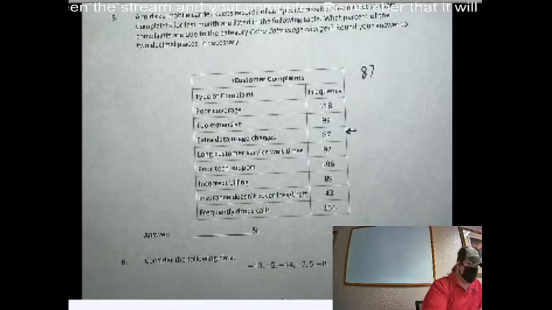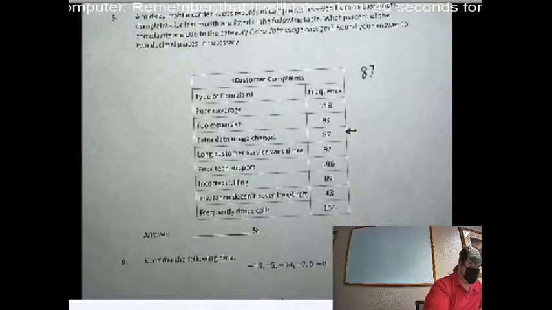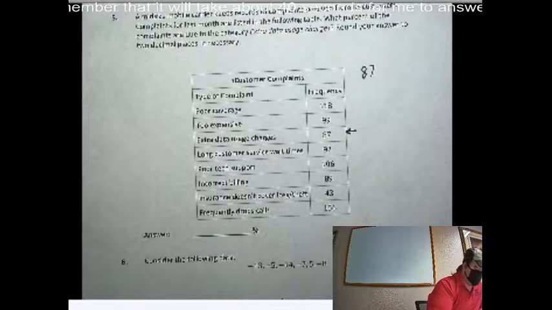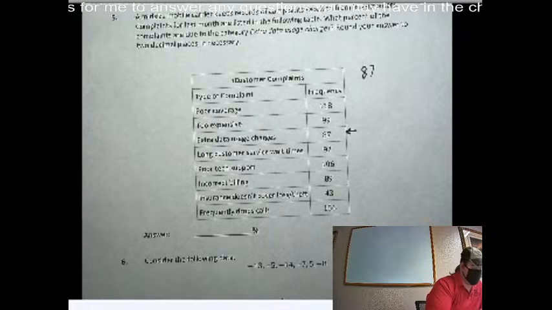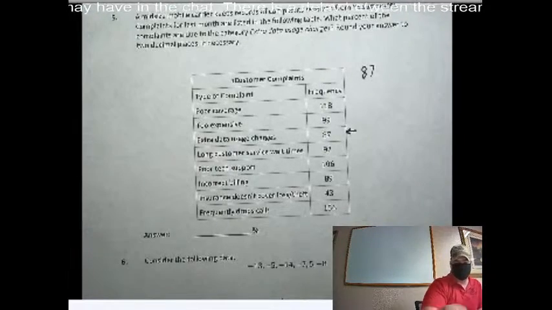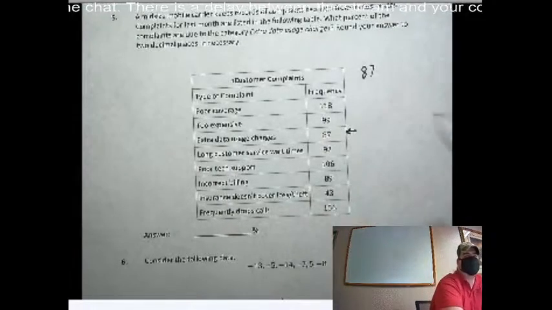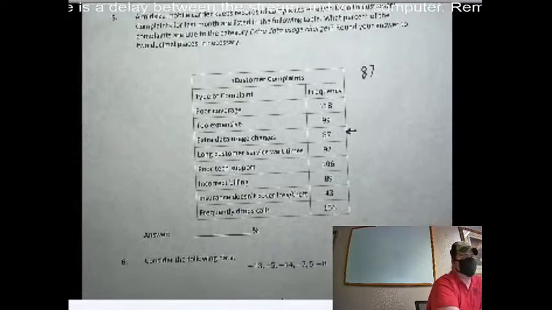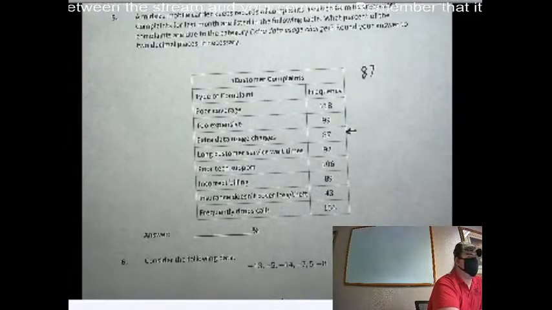So 118 plus 99 plus 87 plus 92 plus 106 plus 89 plus 43 plus 156 gives us 790. Now, when we calculate this thing, we need to divide. But what are we going to be dividing by? Is 87 going to be on top or bottom? On top, good.